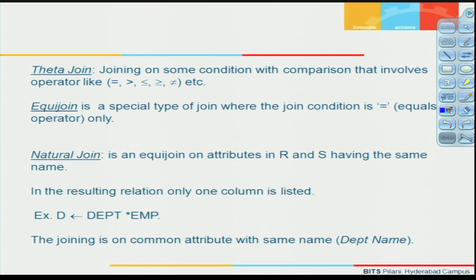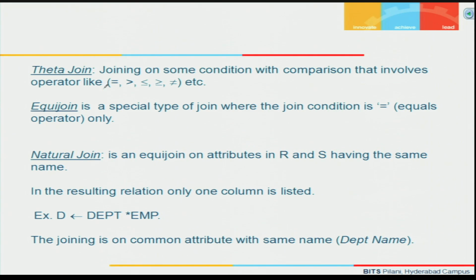Now there are so many kinds of joins available. Theta join is the joining operation on some condition with comparison that involves any of these operators: equals, greater than, less than or equal, greater than or equal, not equals. Any of these comparison operators involved in the join condition is called a theta join. Then equi-join is a special type of join where the join condition is always equals. In the previous example whatever we have seen, it is an equi-join because the join operator has been specified with a condition which involves only the equals operator.